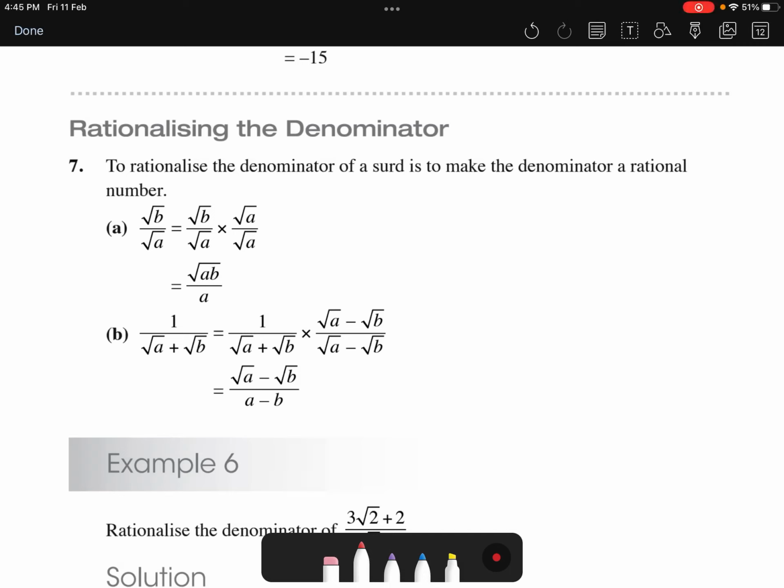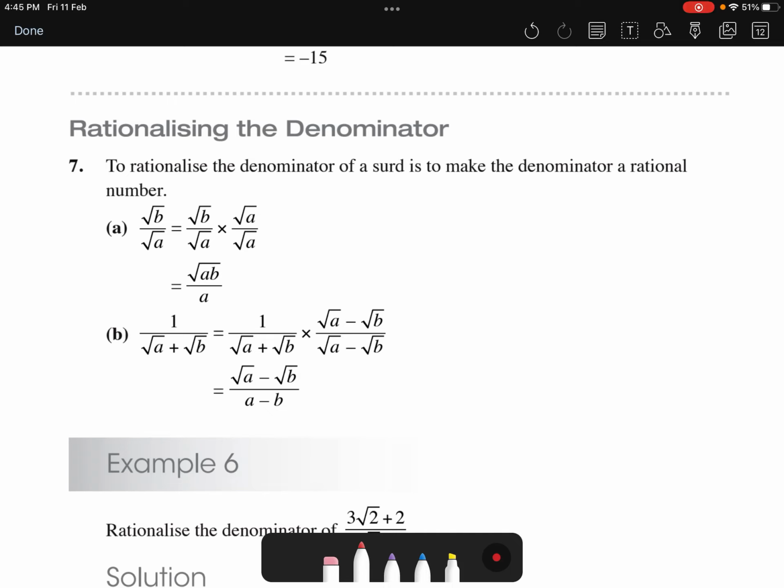Alright, so the last part of this will be rationalizing, which is the most important concept of all. What is rationalizing? Rationalizing means you must get rid of the square root in your denominator, or you want to get rid of the surd on your denominator. For example, √b divided by √a. How do I get rid of the √a from the denominator?